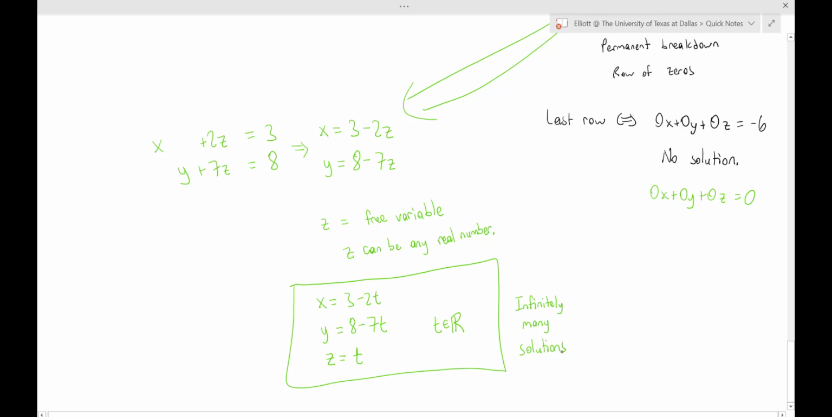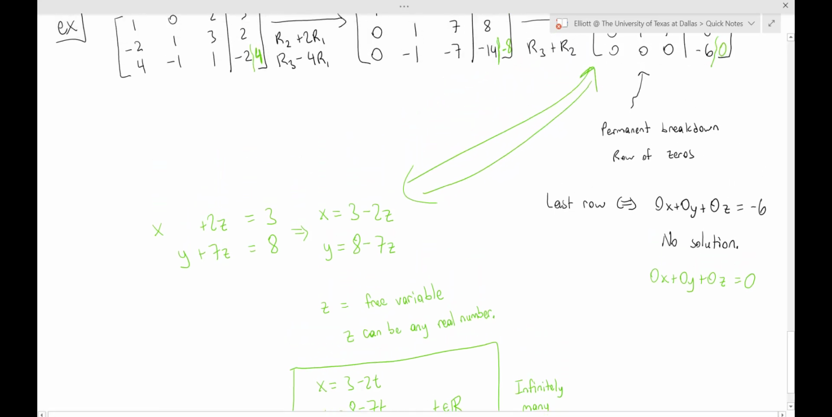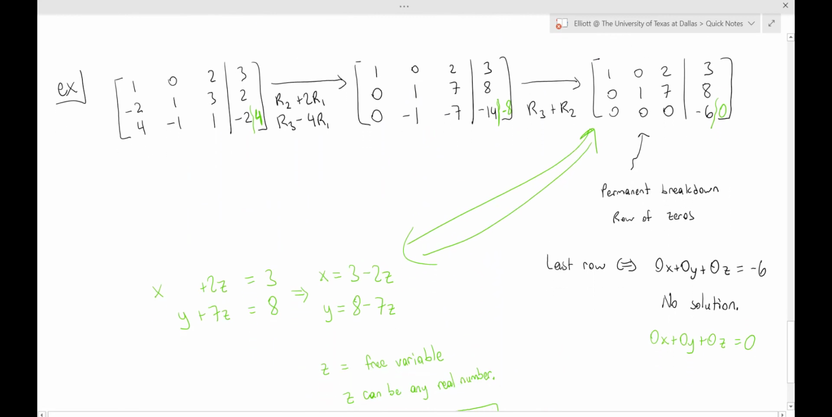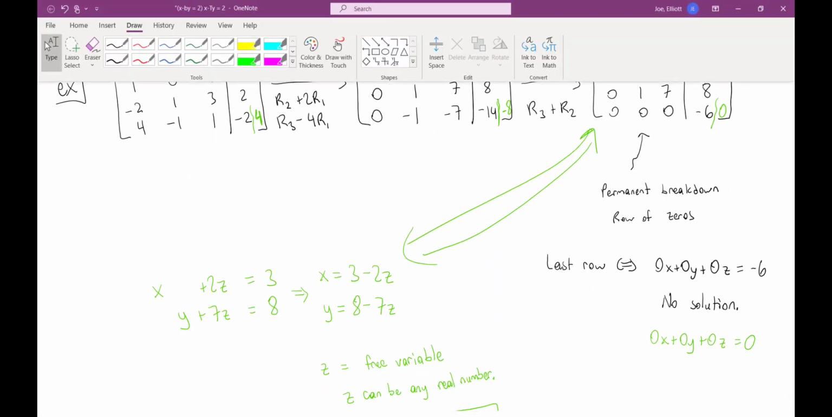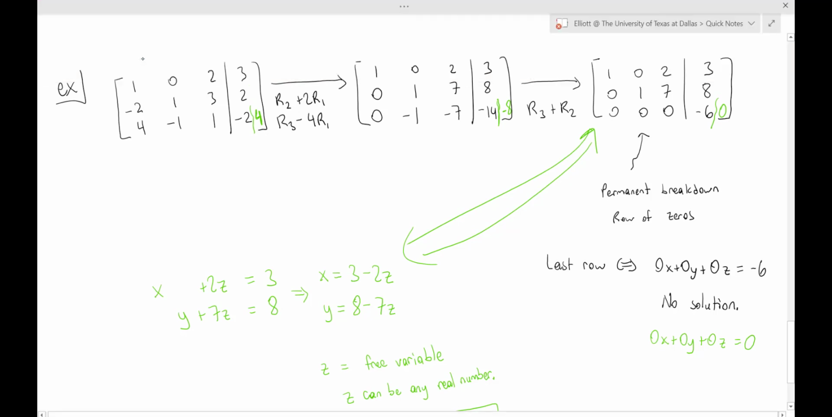All right. So when you have infinitely many solutions, this is how you can express your answer in terms of parameters for each free variable. One thing I'll note is, going back to the problem, notice that we only had the pivots in the first two columns. The third column is missing a pivot.